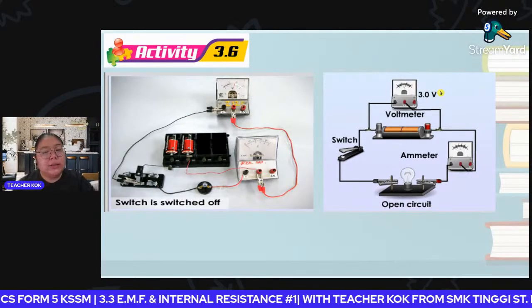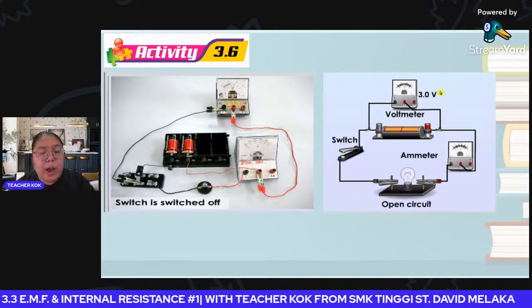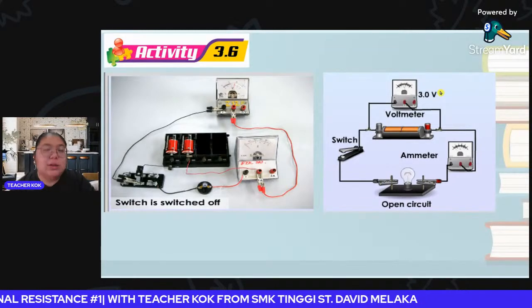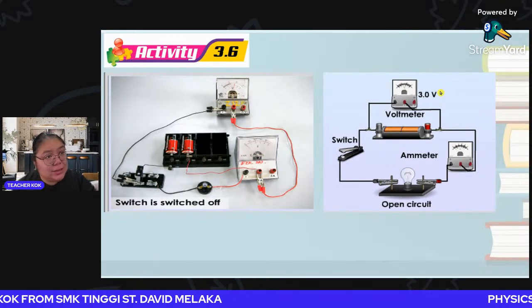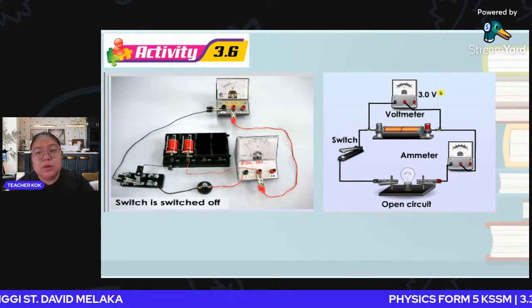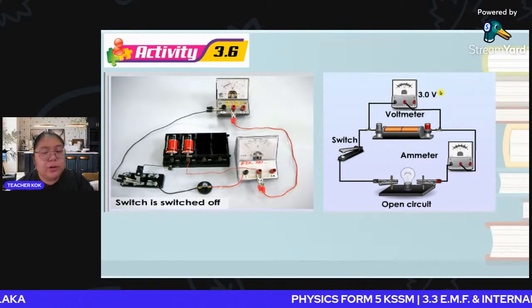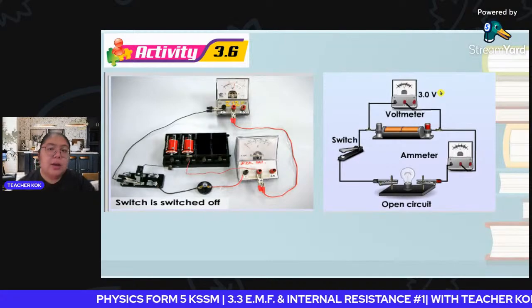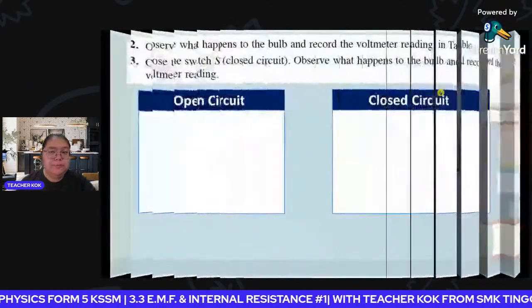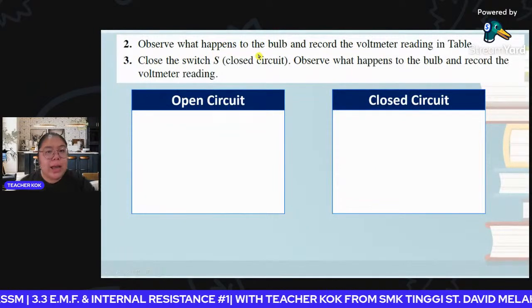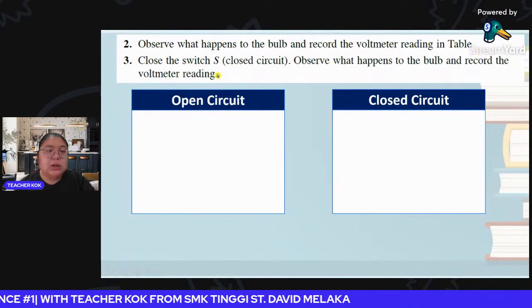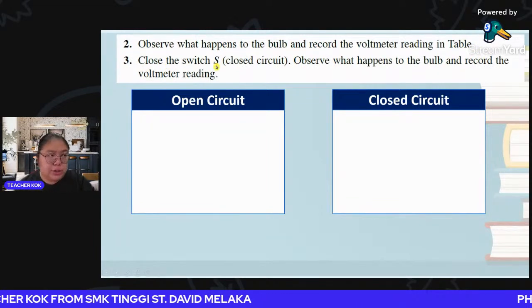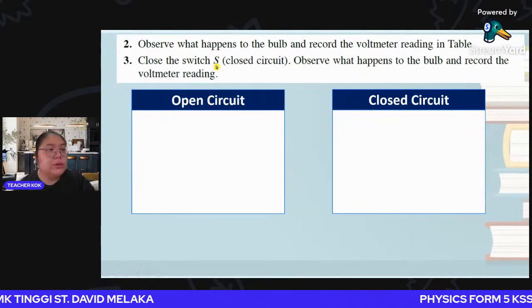Okay. What situation can we measure EMF? When there is an open circuit. Okay, because open circuit, we never touch the external, is it? We just internal. So that means open circuit, you straightforward read, that one we call it as an EMF. Okay, so from here we continue. Observe what happened to the bulb and also record the voltmeter reading in the table. Okay, number 3, close the switch. Close the switch means closed circuit already.